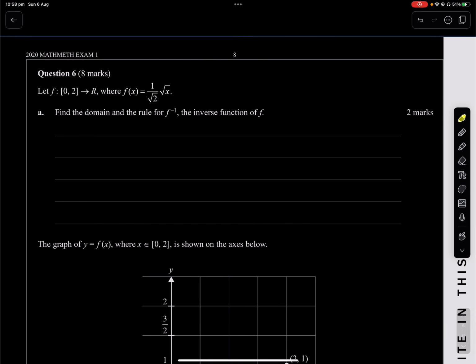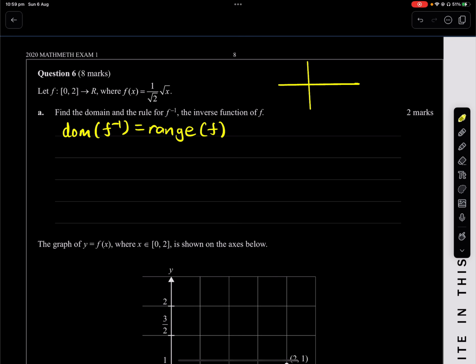Question 2, from 0 to 2, where f of x is this, state the domain and rule. Okay, this is nice. Okay, your domain of f inverse is your range of f. It's your range of f. So this is how it looks. Your f function would look like this.